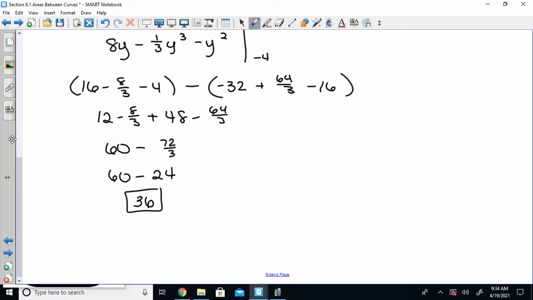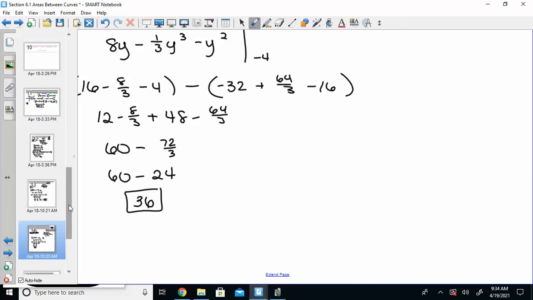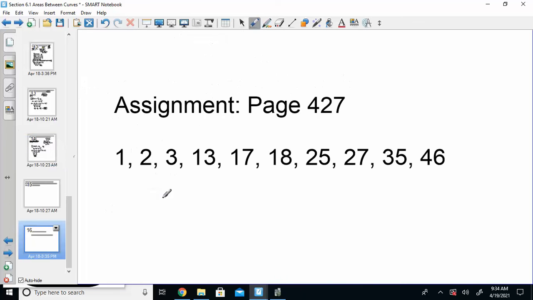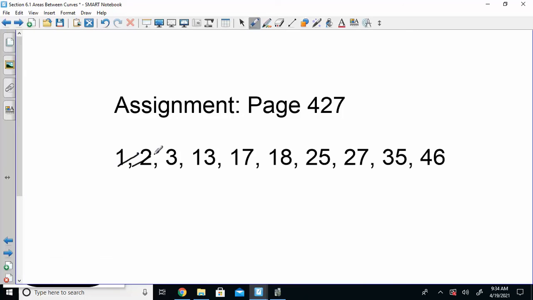Most of the problems I'm giving you are fairly nice in terms of intersection points and the curves themselves, but we did look at some that were a little bit uglier today. I only have one example left. On Friday, I gave you problems 1, 2, and 13. So now we have the others.